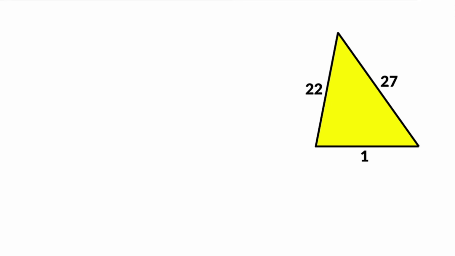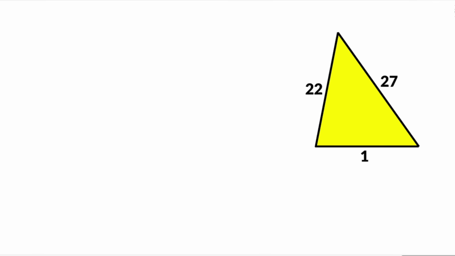Can a triangle have an area even when the triangle itself cannot exist? It sounds impossible, and that's exactly what makes this problem so interesting. We're given three side lengths, 1, 22, and 27, and we're asked to find the exact area. At first, this looks like a straightforward Heron's formula problem, but there's a catch.